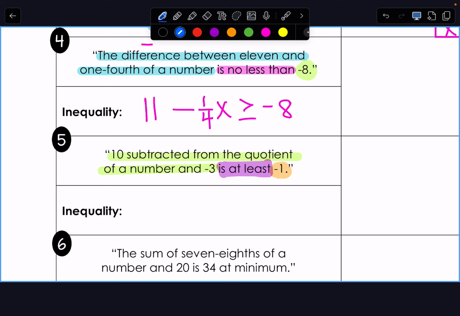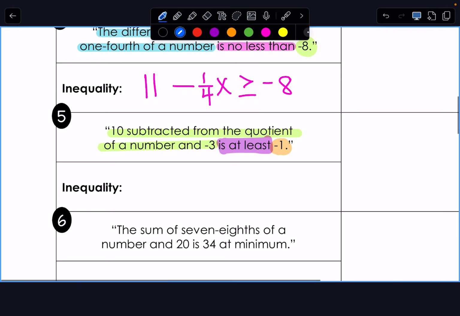Somebody whose name does not rhyme with Barius or Flailer, could you please raise your hand if you feel comfortable with the part I highlighted in green? Elizabeth, what did you write down? 10 minus -3. 10 minus x over 3. How do we feel about that? That seems weird, doesn't it?